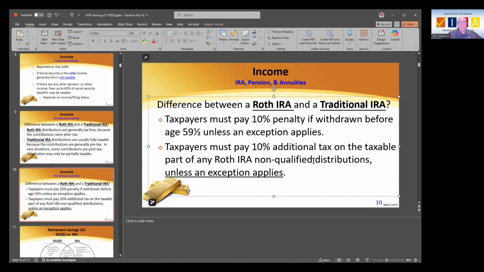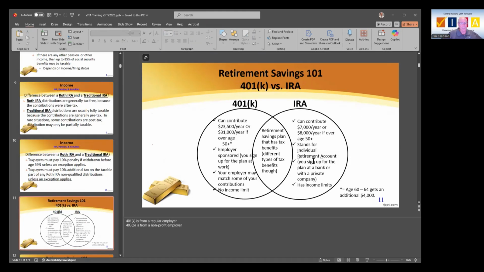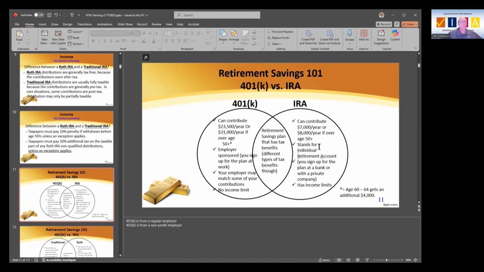Okay, unless an exception applies. And often we find exceptions apply. Okay. So now what's the difference between a 401k and an IRA? And again, I'm going to call them traditional 401ks because we're finding now over the last few years that employers will offer both a Roth 401k and a traditional 401k.